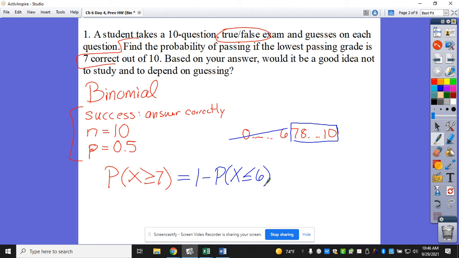And then at that point I'm typing it in my calculator. This is my CDF now, because it's less than or equal to. And what I get is this answer, 0.17. So if you have a little bit over a 17% chance that you're going to pass, I would probably not recommend not studying. Or take the gamble. Good luck. And the fact that it is true false, congratulations. In our class, when there are 5 answer choices, that's going to go really quick.